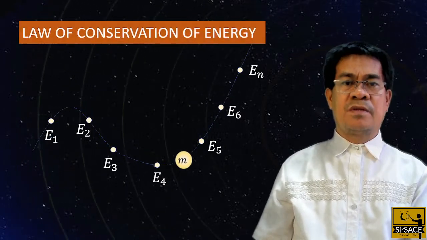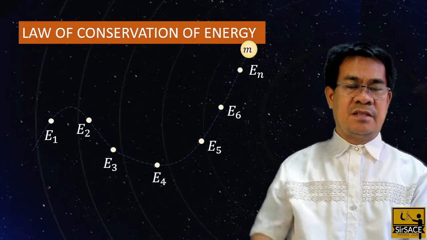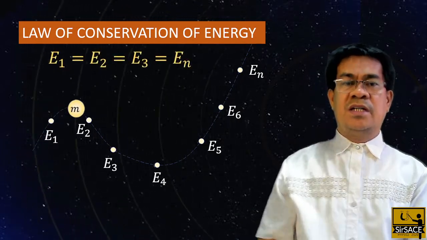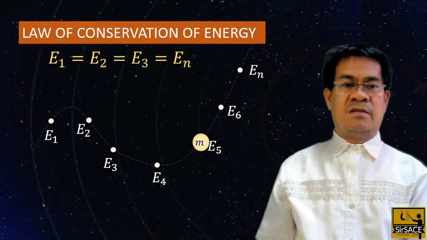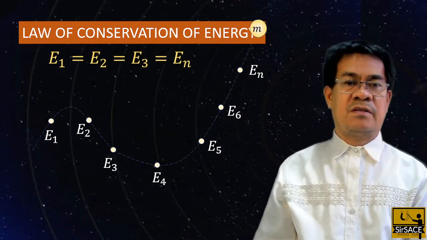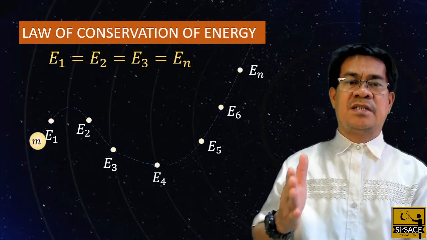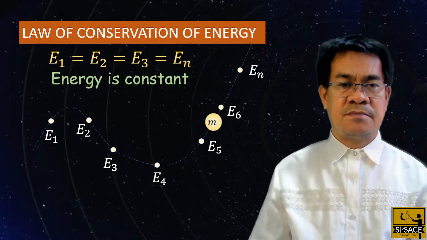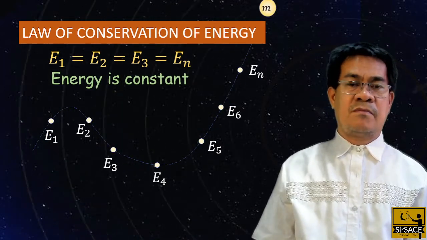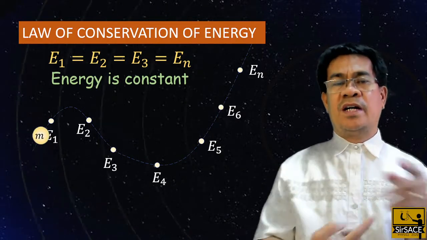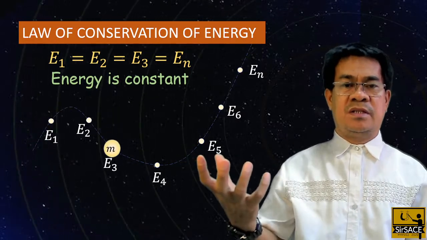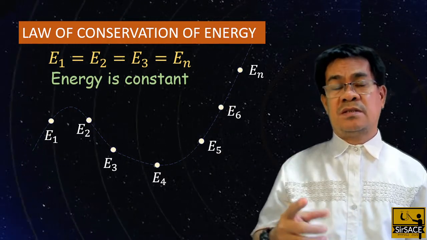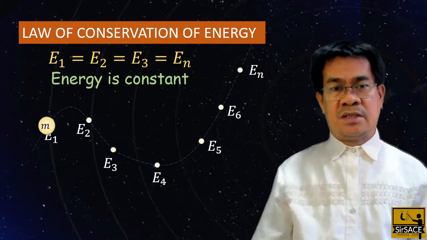Now, the law of conservation of energy says that energy 1 is equal to energy 2 equal to energy 3 and to the end point of the position of the particle. This means that the energy is always constant because they are the same. Which means that if we sum up all the energies, the sum should be 0, if we consider a closed system, because the law says the total energy is constant.